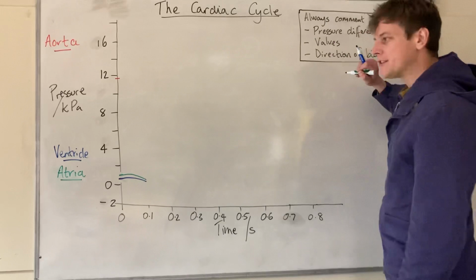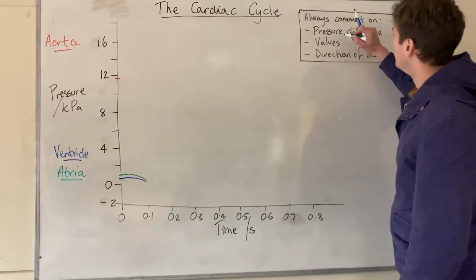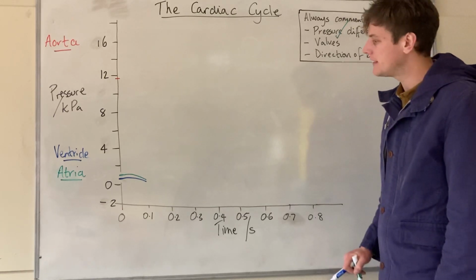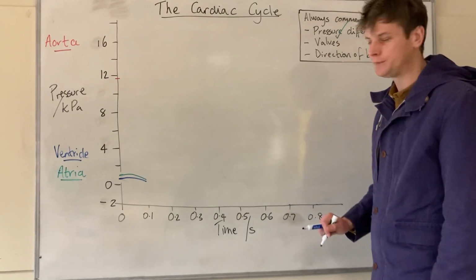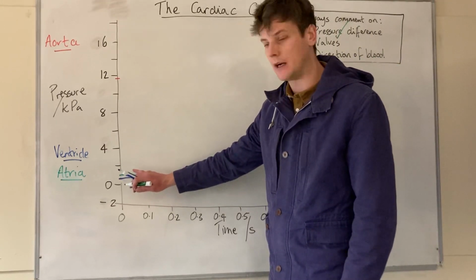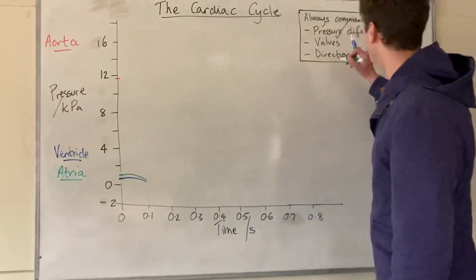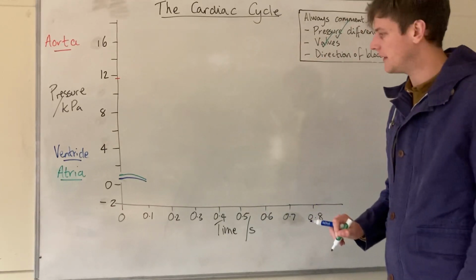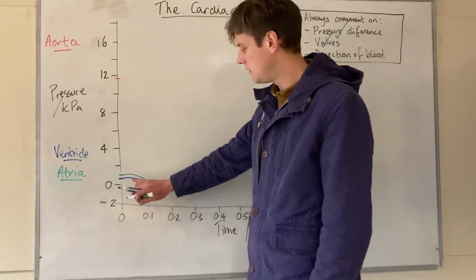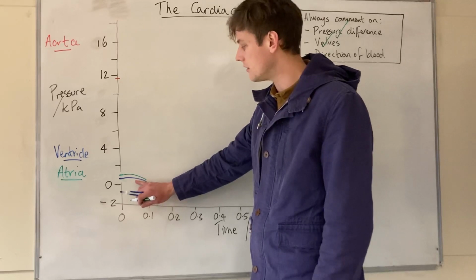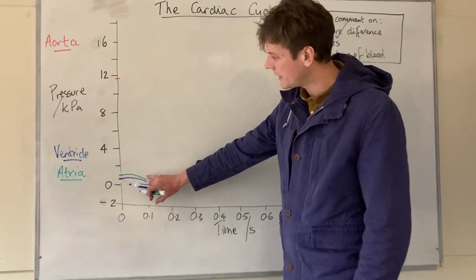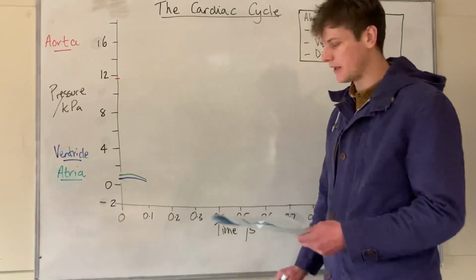Thinking about what we always comment on between 0 and 0.1 seconds, we talk about a pressure difference. The pressure in the atria is greater than the pressure in the ventricle. Therefore, the atrioventricular valves will be open. We've made a comment now on the valves. And the blood will flow from the atria down that pressure gradient into the ventricles. And that continues as long as the pressure in the atria is greater than the pressure in the ventricle.